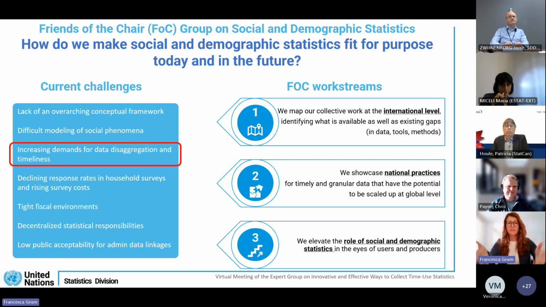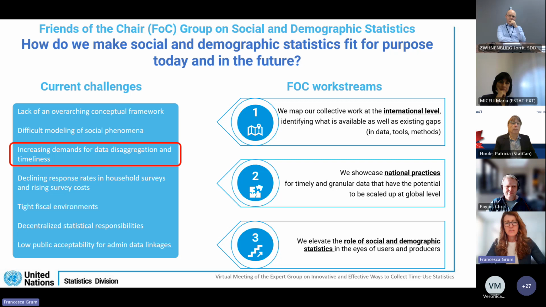The idea, and that's really our problem statement, is that we want to make social and demographic statistics fit for purpose today and in the future. So the group initially brainstormed within the group, but we also had at least 2 or 3 high-level panels where we reached out to the user community and others to come up with a list of challenges that we would like to address with our recommendations. There is a long shopping list, but this is just a snapshot to give you an idea of the thinking behind our work.